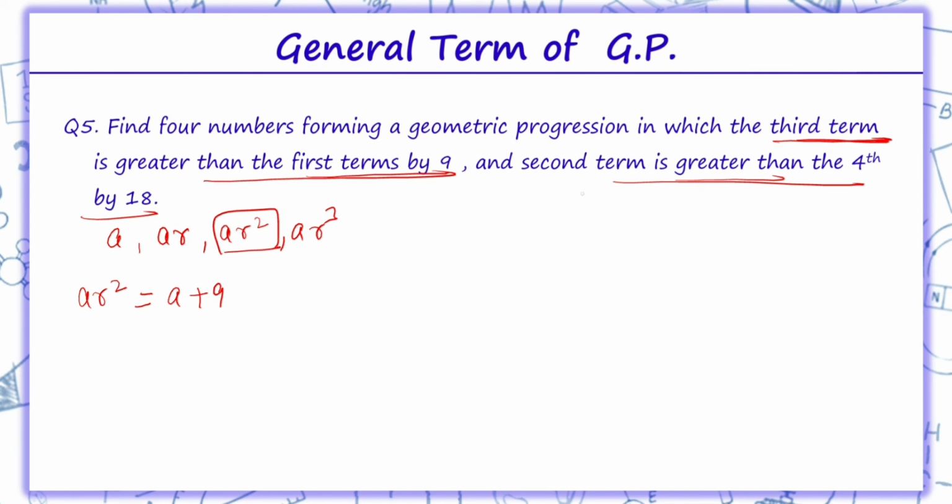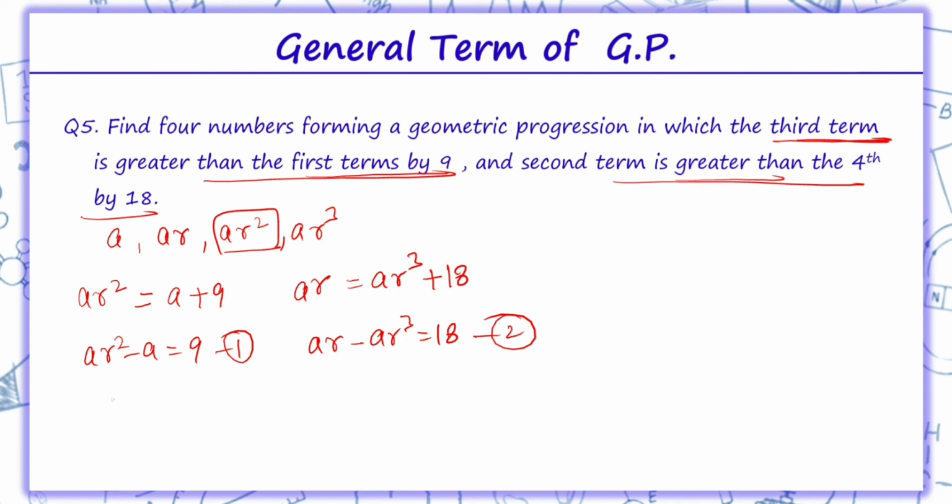Similarly, we are provided with the second term. So the second term is AR, and it is greater than the fourth term by 18. That is, AR will be written as AR cube plus 18. So now shifting the A and R terms to this side, we will get AR square minus A is equal to 9. Similarly, over here we will get AR minus AR cube is 18. This is the first equation and this is the second equation, dividing first and second.